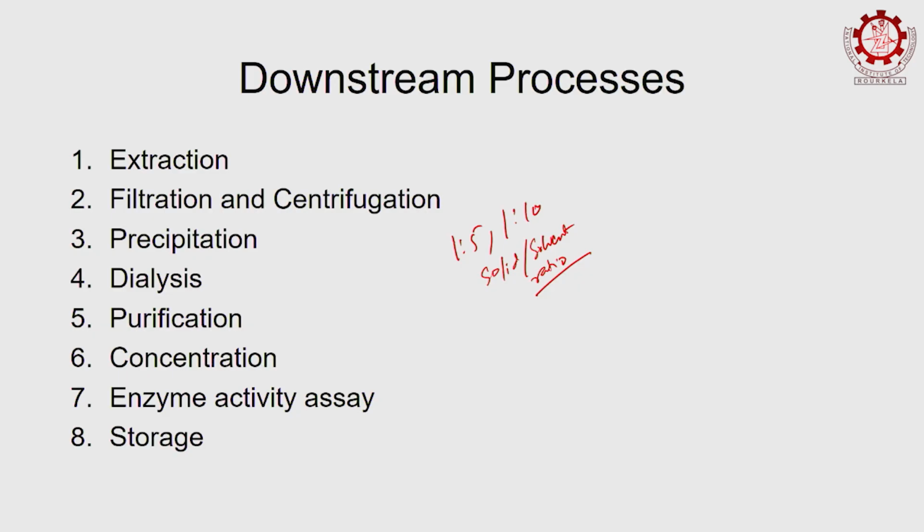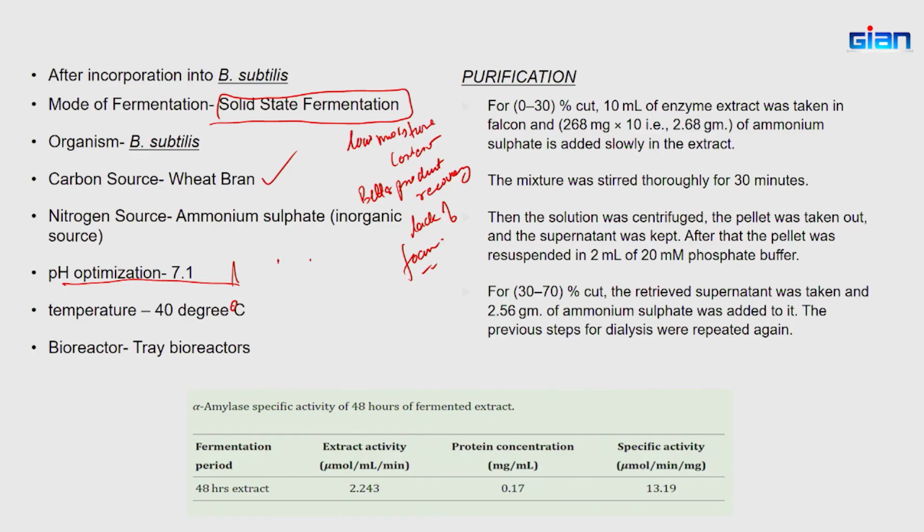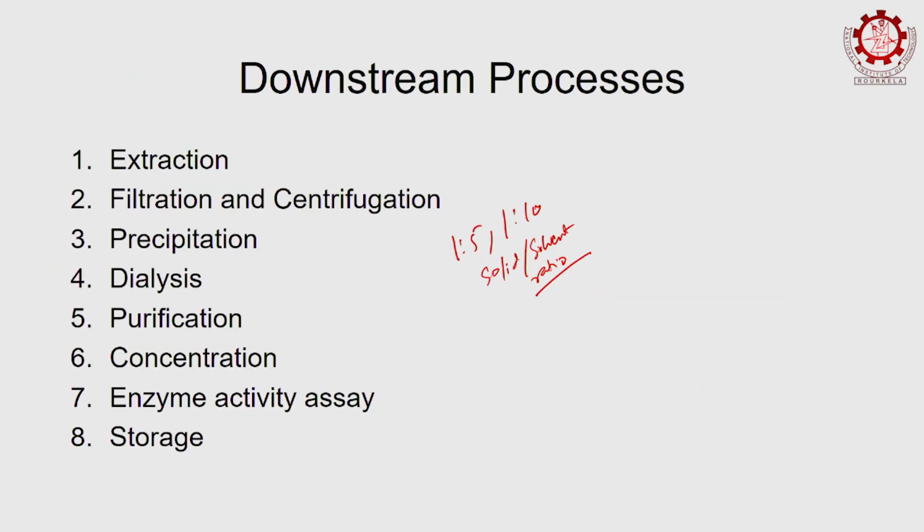After this, the purification, the data that we get, so can you go to the previous slide? The protein concentration is 0.17 mg per ml. The extract activity was 2.243 micromole per ml per minute, and the specific activity was 13.19 micromole per minute per mg for 48 hours of extract. For the enzyme activity assay, we can use the DNS method, and also SDS-PAGE.